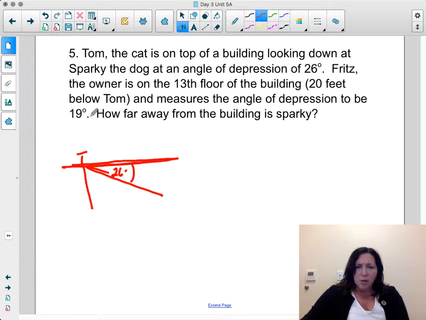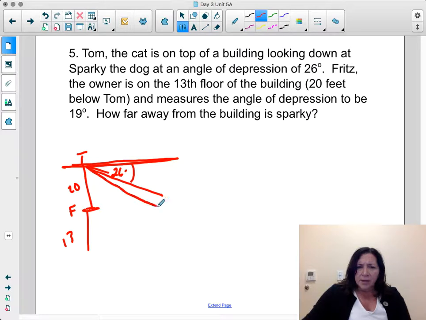Fritz, the owner, is on the 13th floor. So there's Fritz. And Fritz is 13 feet up, 20 feet below Tom. So here's Tom. And what does this say? He measures the angle of depression for Sparky, who is way down here.